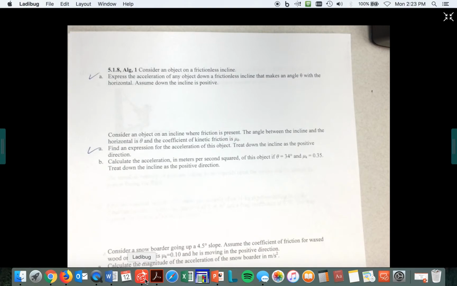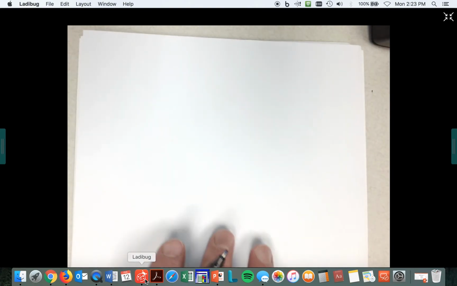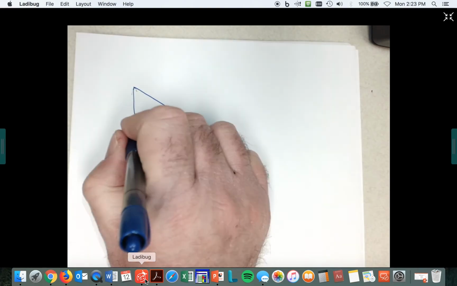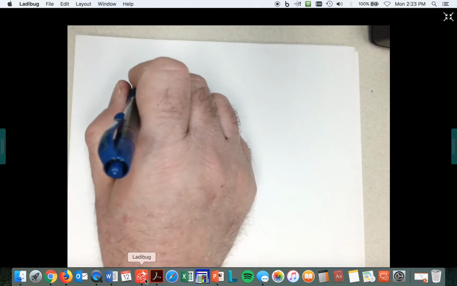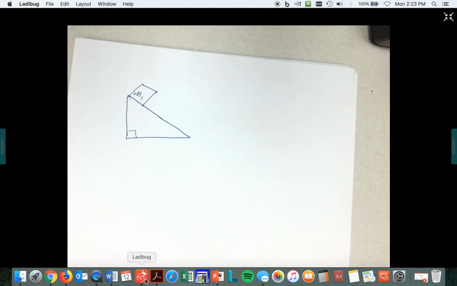All right. So it says, express the acceleration of any object down a frictionless incline. So first of all, we need a cleaner sheet of paper. We need a whole sheet of paper to do this, believe it or not. We've got an object on an incline, and this is Physics 101 at its best. You cannot say you took a Physics 101 class unless you do an Atwood's machine and have an object on an incline. We're going to assume the friction is equal to 0 here.